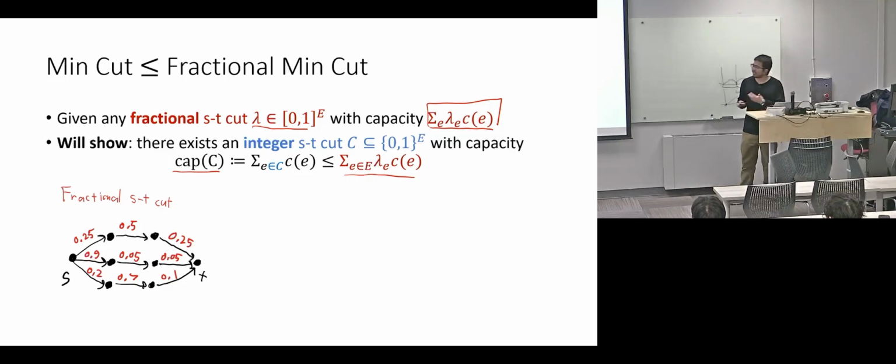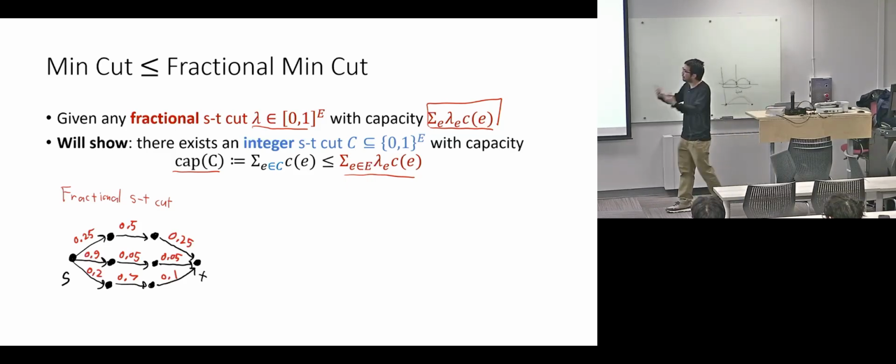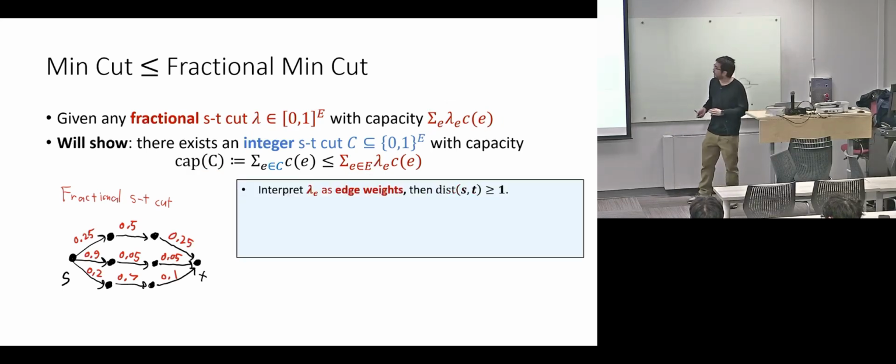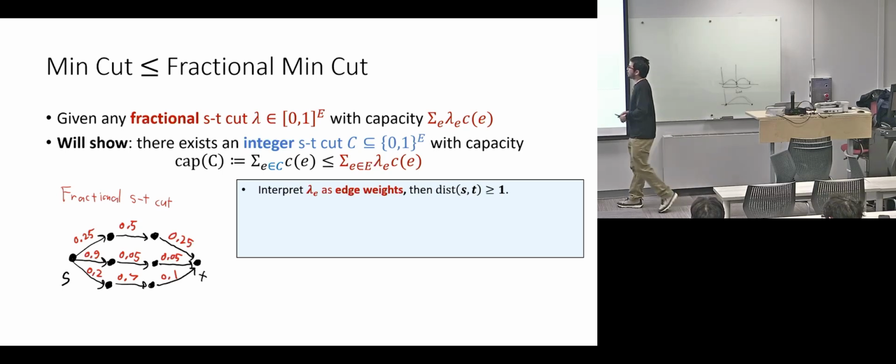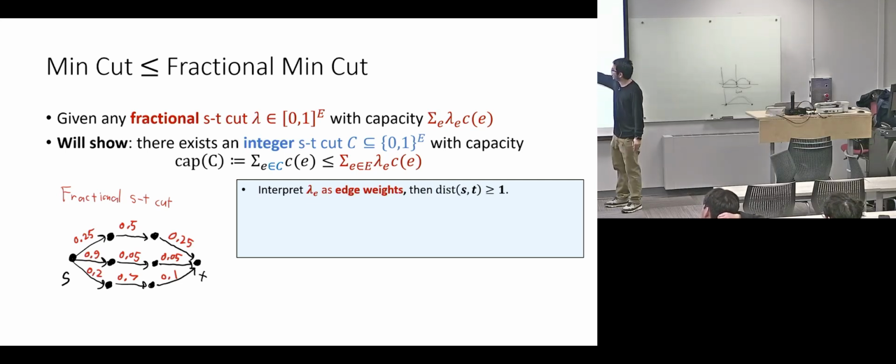Fractional cuts, lambda here is just assigning some fractional value to each edge. What does it satisfy? You think of it as lambda e, an edge weight at each edge e. And what it satisfies is that the distance from S to T will be at least 1.